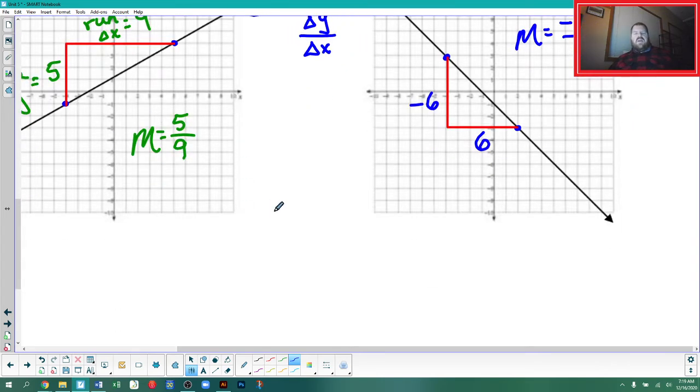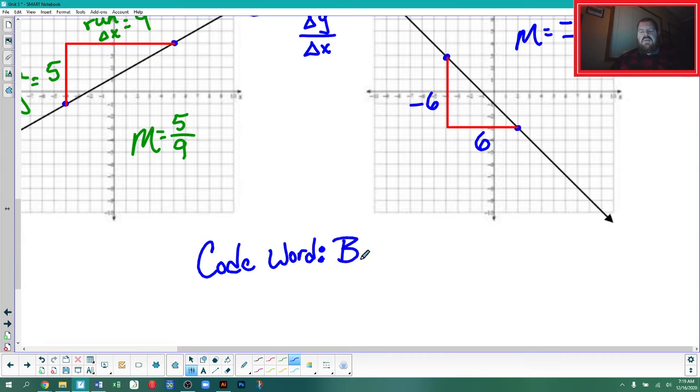I think right now we're halfway through. It's probably a good time for a little code word. The code word of the day. It doesn't always have to be something math related, because I want to make sure that you're actually paying attention. So the code word for today is going to be banana.